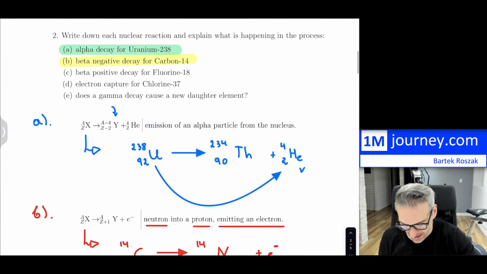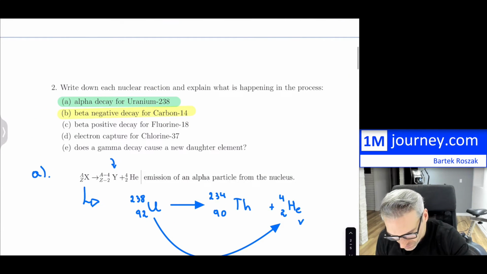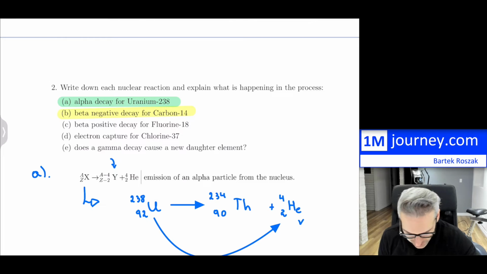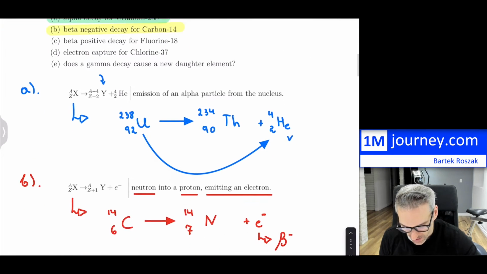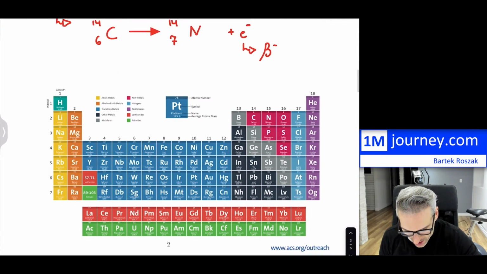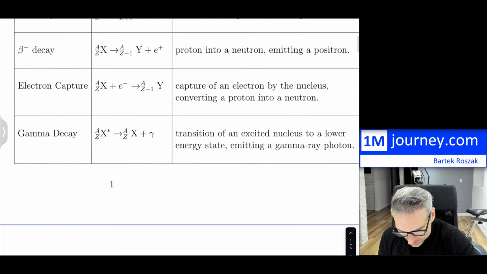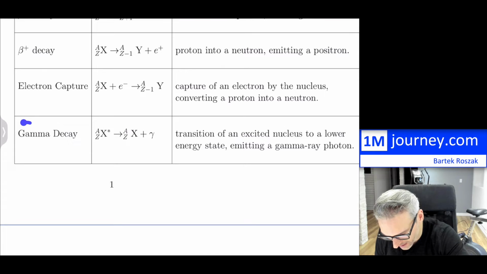All right, so now the last component in here, which says, does a gamma decay cause a new daughter element? Well, for this one, actually, I don't need to write this out. Does it? No, it does not. So if I go back in here, this is the gamma decay. I'm going to blow it up. This is what you see right here.